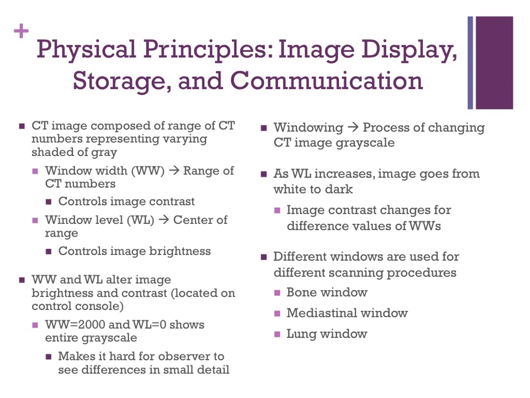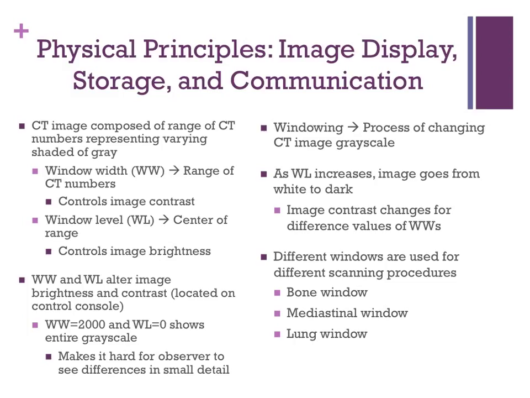A CT image is composed of a range of CT numbers representing varying shades of gray. The window width is the range of CT numbers, and it controls image contrast. And then the window level is the center of that range, and the window level actually controls image brightness. The window width and window level alter the image brightness and contrast, and they're located on the control console.